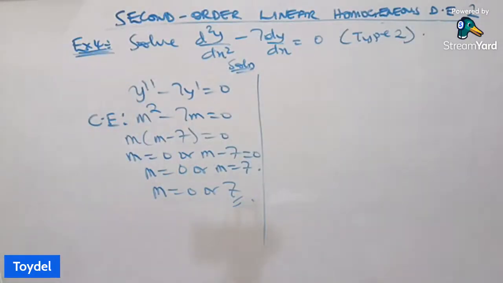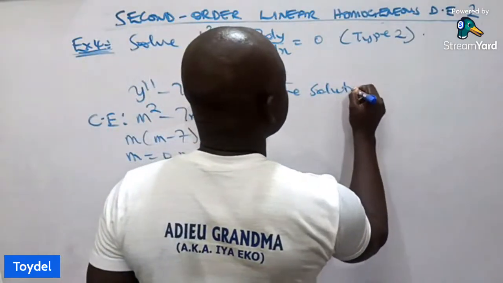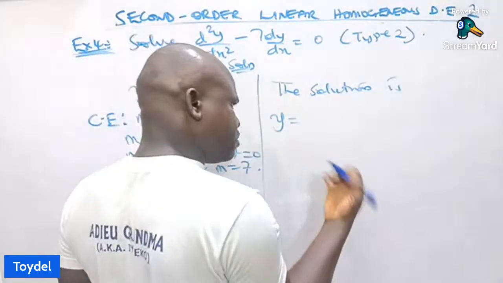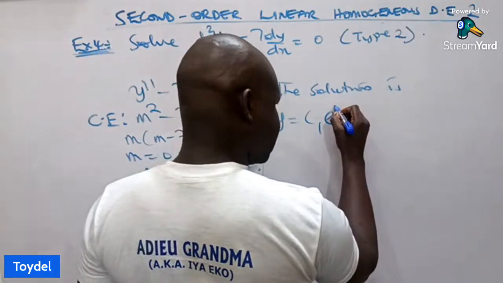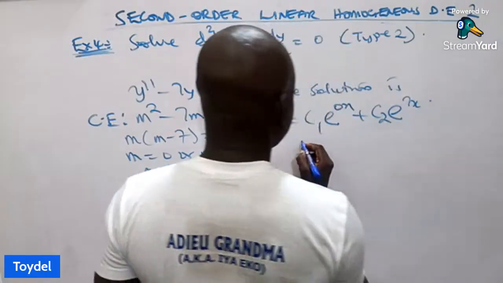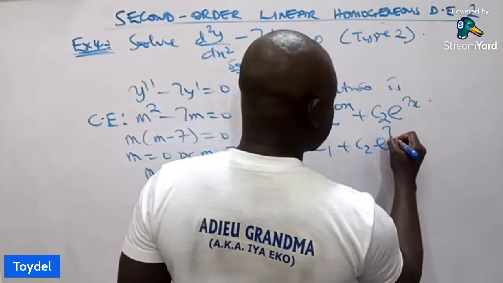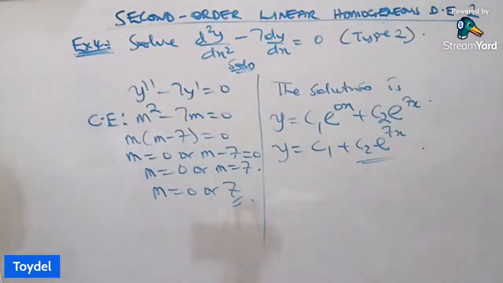So in this case now, we realize that the characteristic equation has different solutions. So the solution is, we say y is equal to, we can use any constant, maybe c1, c1 e to the 0x, plus c2 e to the 7x. Of course, here, anything raised to 0 is 1. So we have c1 plus c2 e to the 7x. That will be the solution to this differential equation.